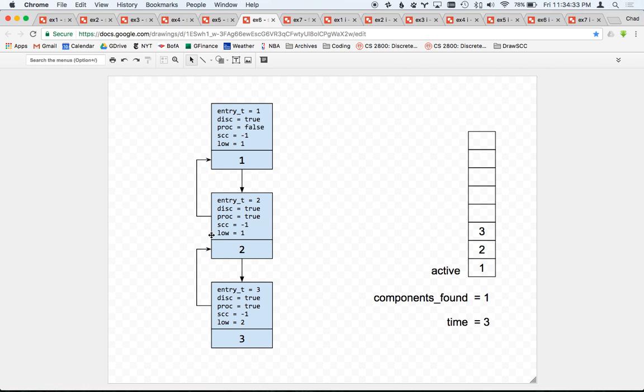So we can be confident then that from all of these descendant vertices of vertex 1, we can get back to vertex 1, and we can get to all the descendants of vertex 1 from vertex 1, obviously. So then 1, together with all of its descendants on the active stack, are in a strongly connected component. So we pop all of the descendants, all of the items on the active stack off, and set their strongly connected component to be 1.